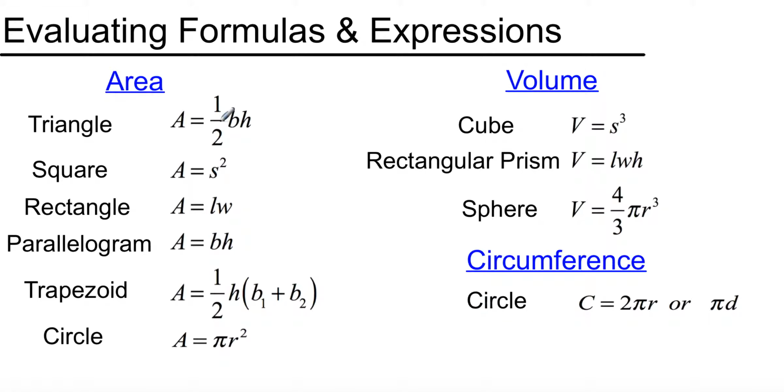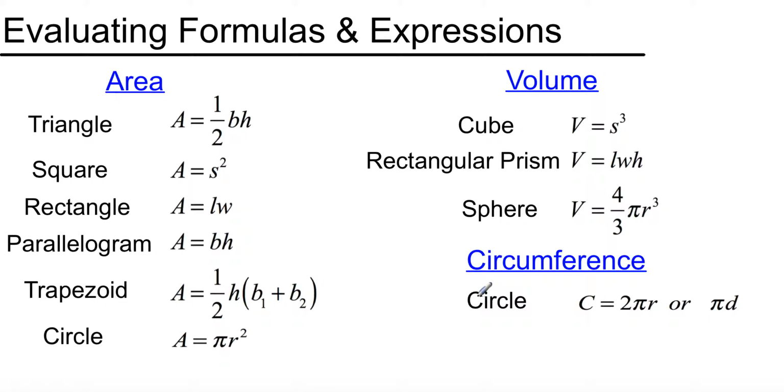On the left-hand side, you've got your common area formulas for triangle, square, rectangle, parallelogram, trapezoid, and circle. You should have seen those before in geometry and probably well before then. And on the right-hand side, we've got volume of a cube, prism, rectangular prism, and volume of a sphere. And also as a reminder, your formula for circumference of a circle, and of course circumference is the distance around the circle, so it's much like perimeter. So we'll make a connection there between those. And the other two formulas we'll get to in just a minute.